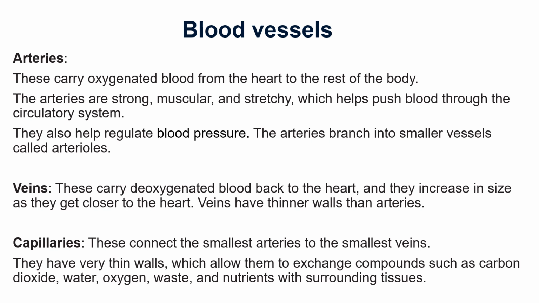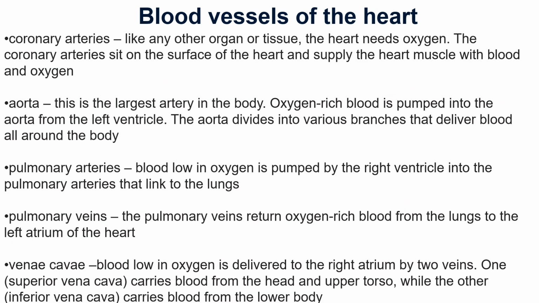Also, another blood vessel of the heart is known as the veins. These carry deoxygenated blood back to the heart, and they increase in size as they get closer to the heart. Veins have thinner walls than arteries. And finally, there's capillaries, which connect the smallest arteries to the smallest veins. And these have very thin walls which allow them to exchange compounds such as carbon dioxide, water, oxygen, waste, and nutrients of surrounding tissues. So those are the types of blood vessels you can get.